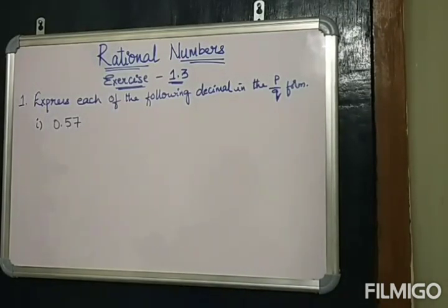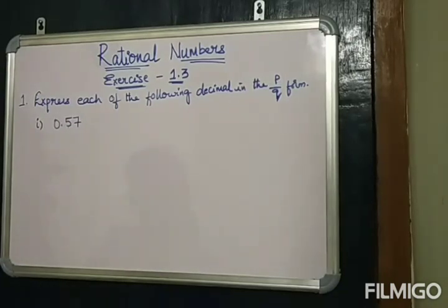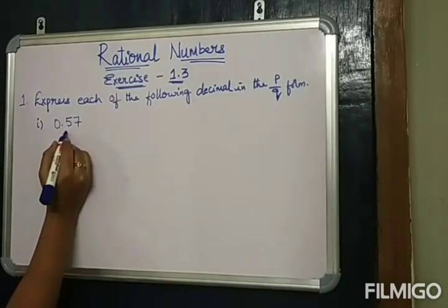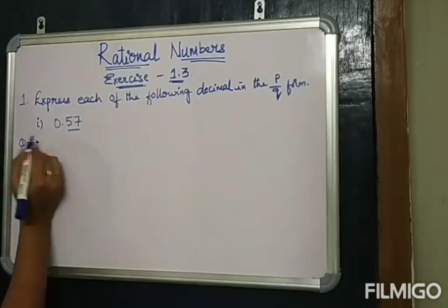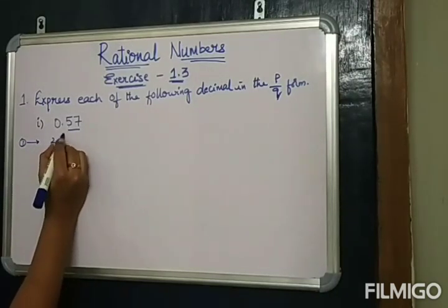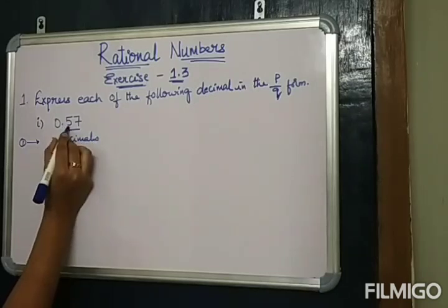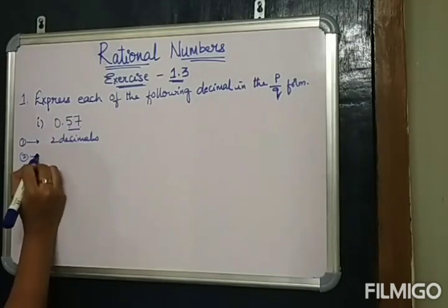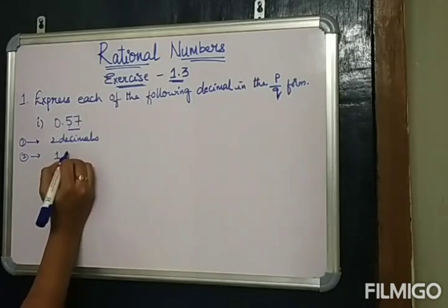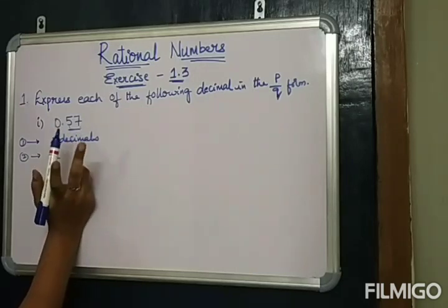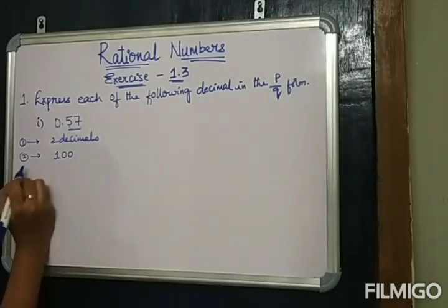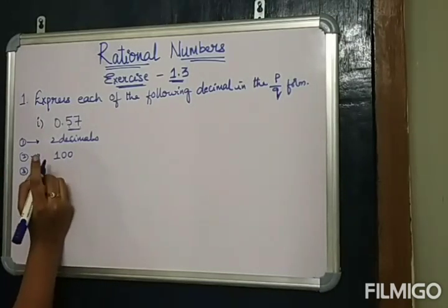The first problem is 0.57. We have to find out how many decimal places are in the given number. There are 2 decimal places, that is 5 and 7. In the second step, take 1 annexed with as many zeros. Means take 1, and how many decimal places are there? 2 decimal places, so we take 2 zeros. That is the second step.